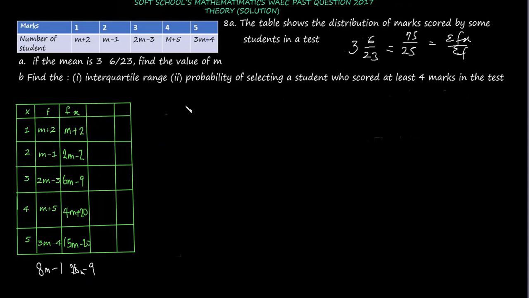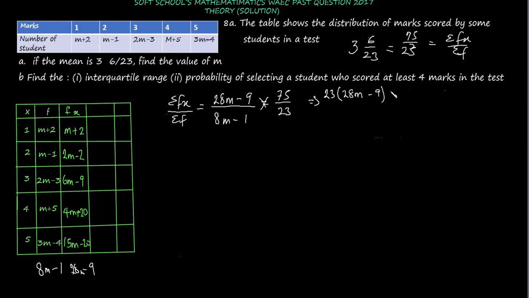We want to do our mean. So our mean, which is Σfx over Σf. What's our Σfx? That is 28m minus 9 over, what's our Σf? 8m minus 1. And they said it's still equal to 75 over 23. This is not 25, this is 23. Now, so we now cross multiply. This is going to give us 23 times 28m minus 9 is equal to 75 times 8m minus 1.